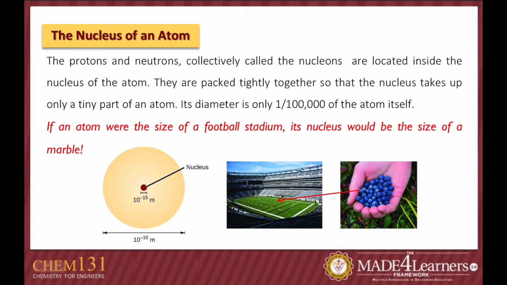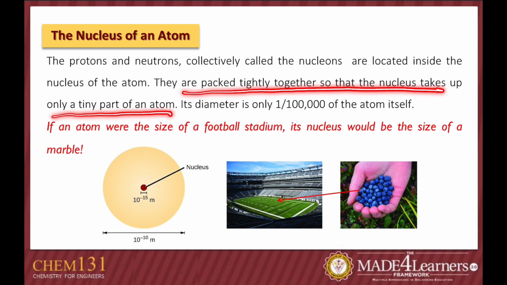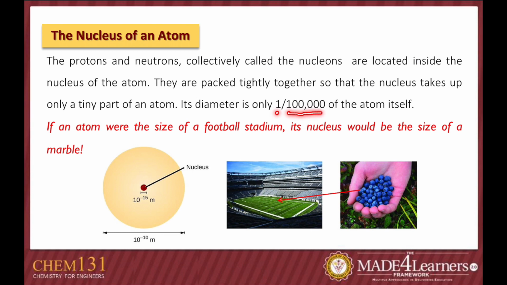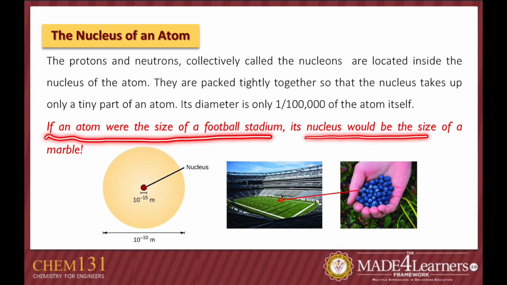Now, let's go to the nucleus. The protons and neutrons, collectively called the nucleons, are located inside the nucleus of the atom. They are packed tightly together so that the nucleus takes up only a tiny part of an atom. Its diameter is only, imagine that, 1 over 100,000 of the atom itself. So it is really so small. Such that, the analogy I can compare is that if an atom were the size of a football stadium, its nucleus would be the size of a marble.